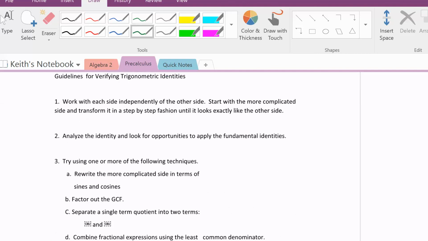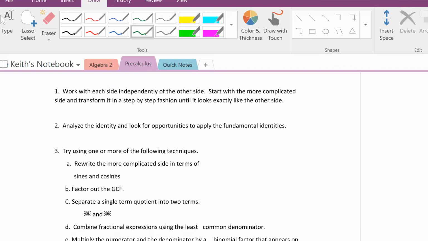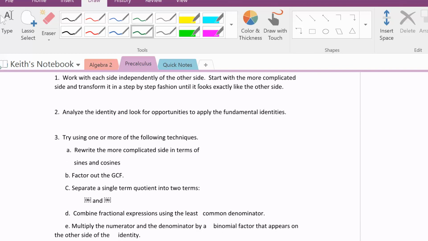Now, here are some guidelines for verifying the identity, so you can read them on your own. It talks about working with each side independently of the other, and starting with the more complicated first. Using everything in terms of sine and cosine, that we did. We worked on factoring out the GCF. We talked about separating a quotient into two terms, like for example, a plus b over c would equal a over c plus b over c.